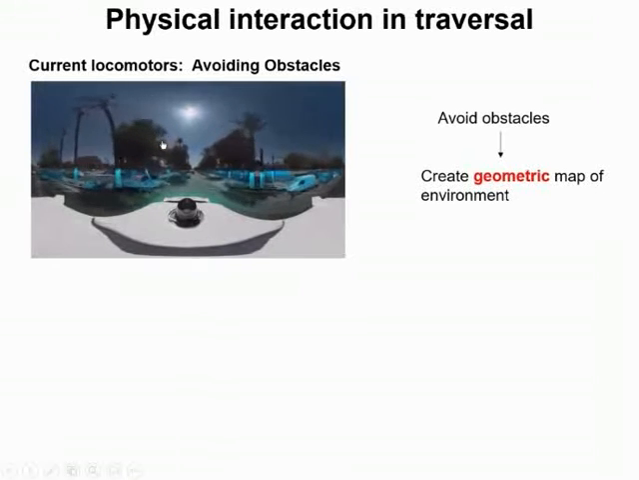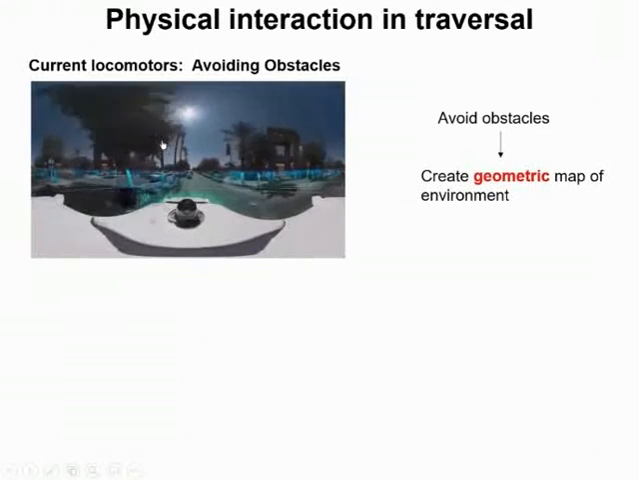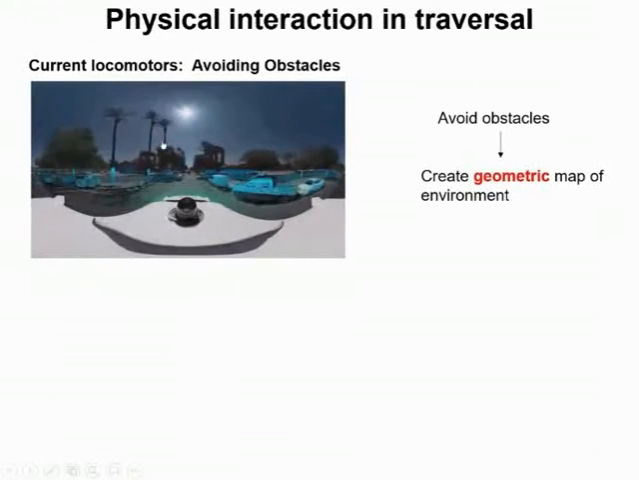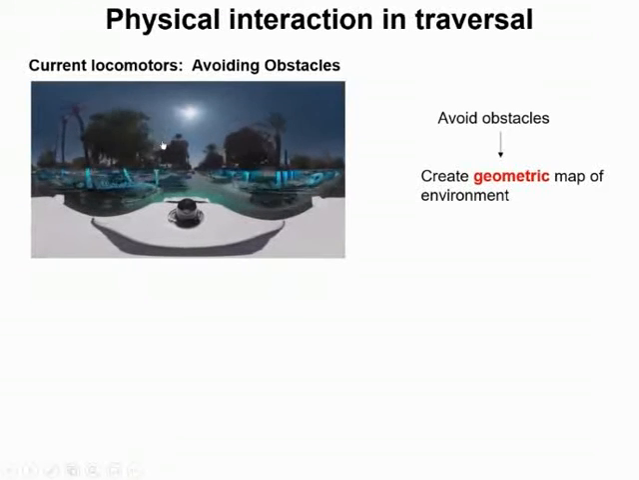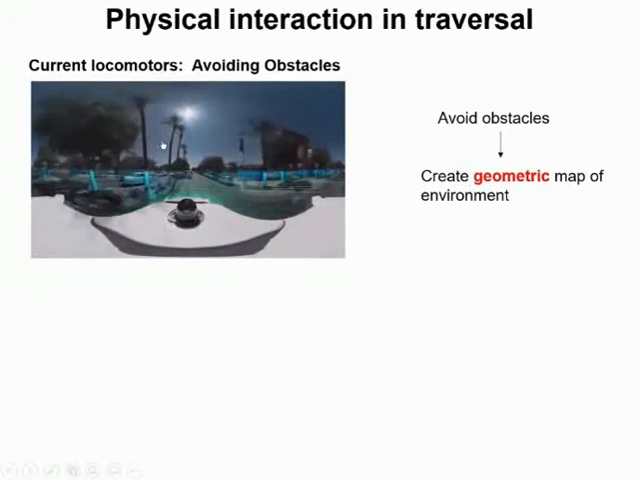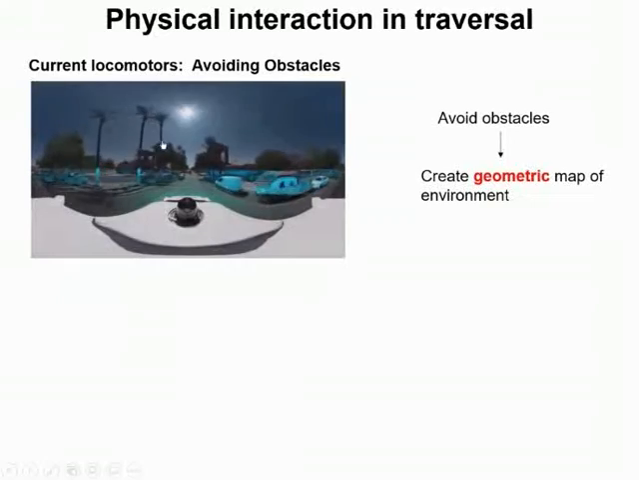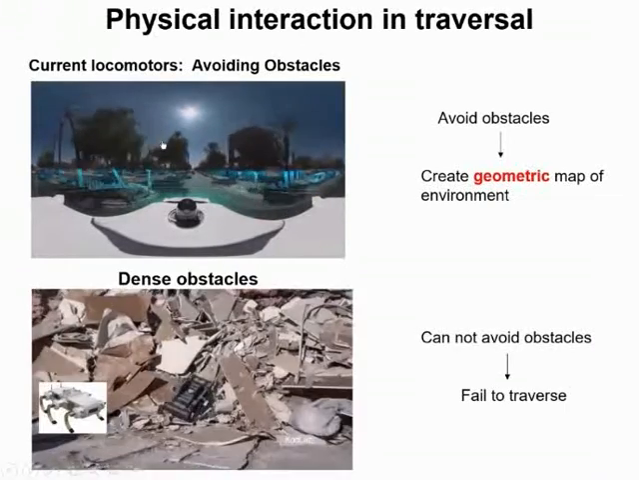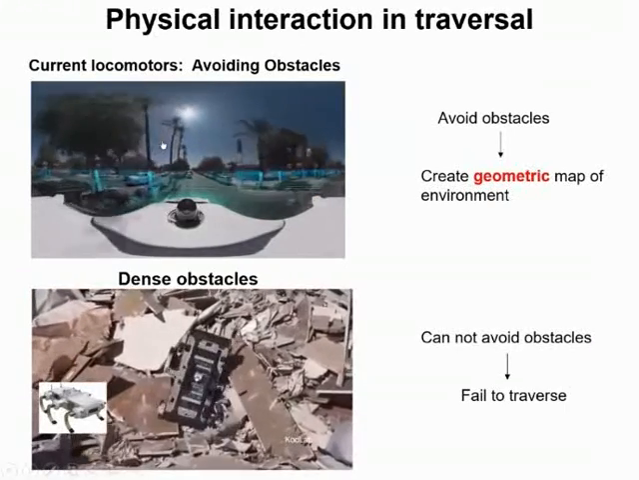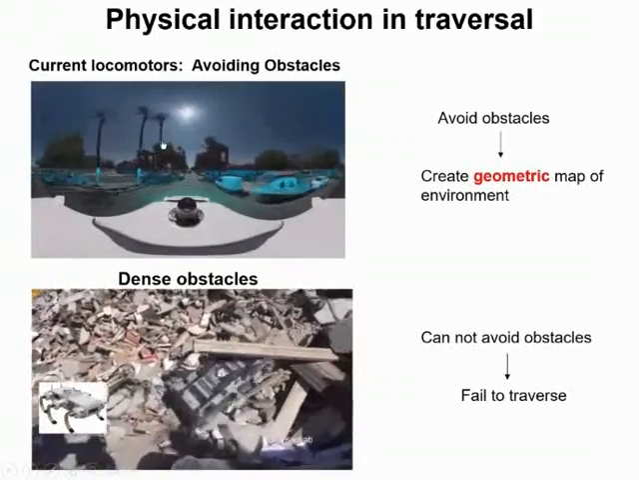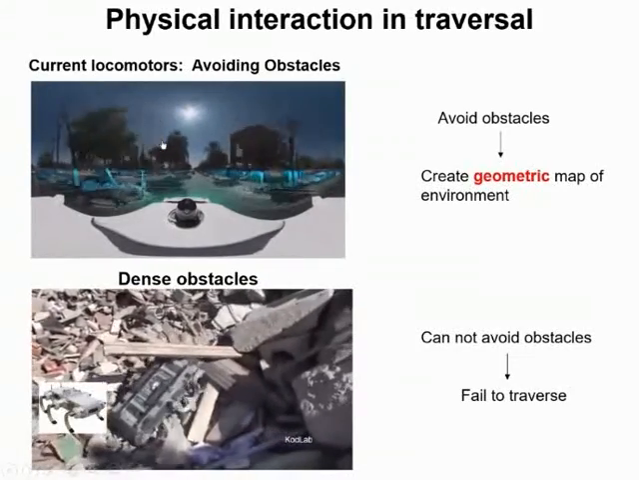When current man-made locomotors encounter obstacles, their method is mainly to avoid all obstacles. They first create a geometric map of the environment and then use it to do motion planning and control. But in some harsh situations, the obstacles are too dense to avoid, so most locomotors fail to traverse.